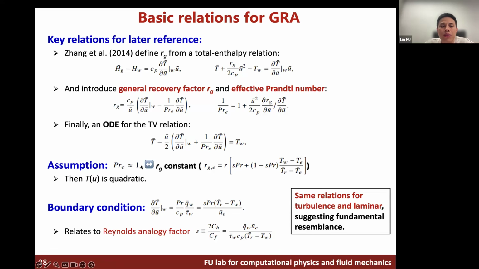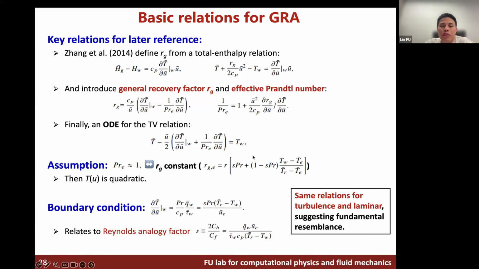If you assume Pr_e equals 1 and Rg equals constant, this ODE will have an analytical solution. That is exactly the quadratic relationship as we showed before. And the boundary condition here, partial T over partial U at the wall, simply can be closed by introducing the Reynolds analogy factor, which is supposed to be a constant in hypersonic flow. Actually, this is also an empirical constant.